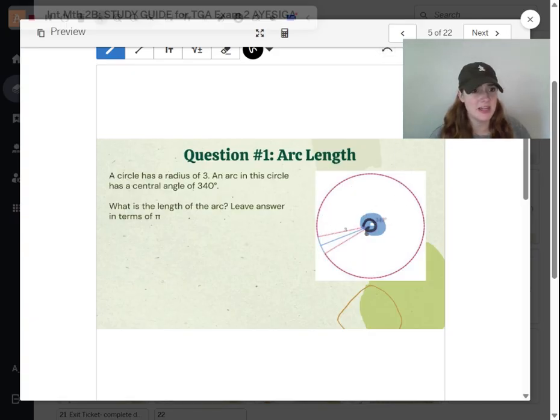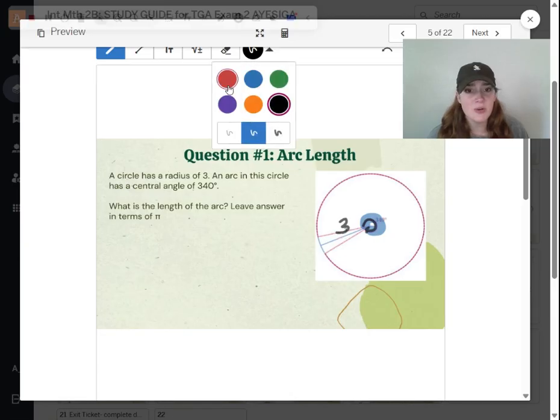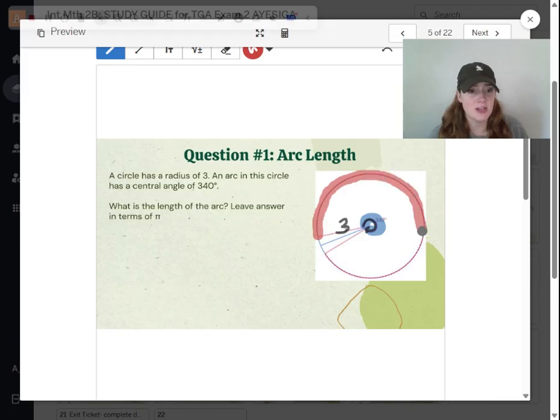That central angle. What else do they tell us? They tell us the radius is 3. I'm going to outline that because it's not super visible. And our goal is to find the length of the arc. So I'm going to highlight the arc as well.